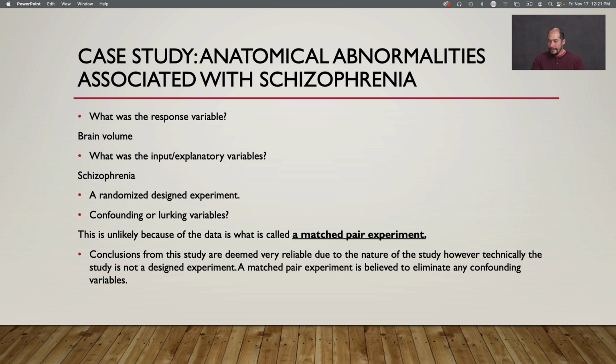And a match-paired experiment is an experimental design where participants are matched in pairs based on shared characteristics before they're assigned to groups. So in this way, confounding or lurking variables are mitigated. In this instance, we're matching based on twins. So they're in the same family. Socioeconomic and biological differences are believed to be accounted for in this instance. And while this is not technically a designed experiment, we deem the conclusions very reliable because we don't believe that there are other confounding variables.